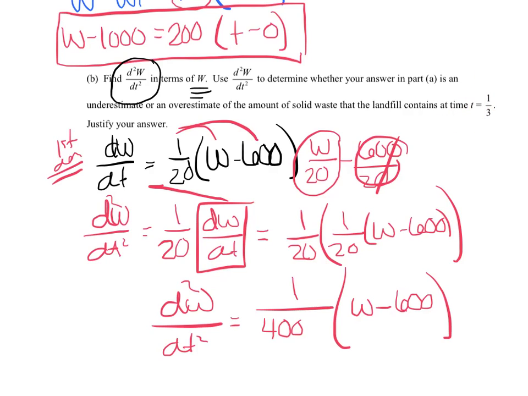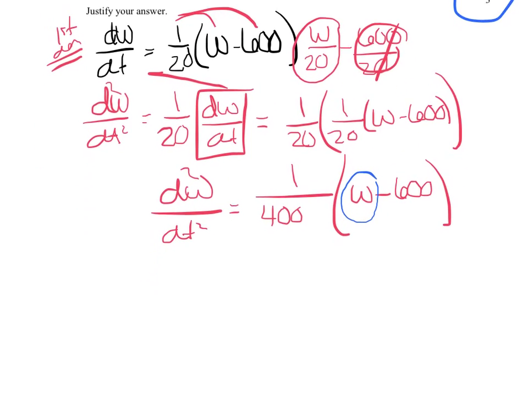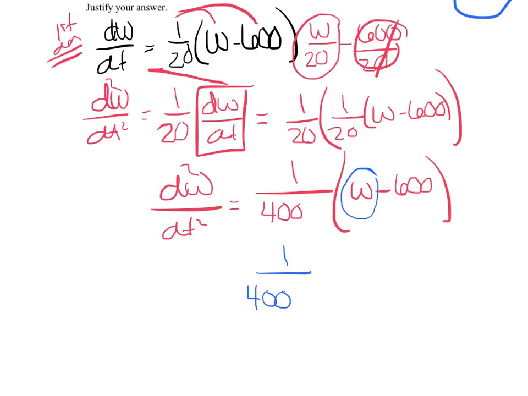So I'm simply going to grab the equation I have up here for waste, and ask what the waste is when my time is 1/3. So I have W equals 20 times (1/3 minus 0), which is 1/3, and I have to add that to 1,000. Does that make sense? I can't plug 1/3 into the second derivative because 1/3 is time, I need waste, so I'm going back and finding what the waste is at 1/3. This is 20 over 3 plus 3,000 over 3. Obviously 3,000 over 3 is 1,000. That gets me 3,020 over 3. So I've got 1 over 400 times (3,020 over 3 minus 600), which I'm going to say is 1,800 over 3.